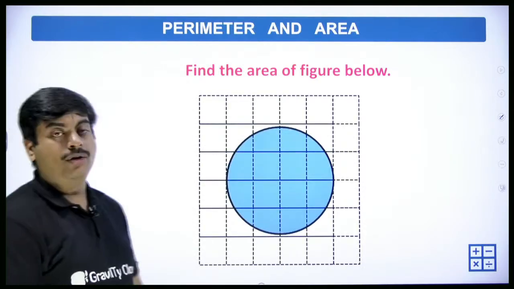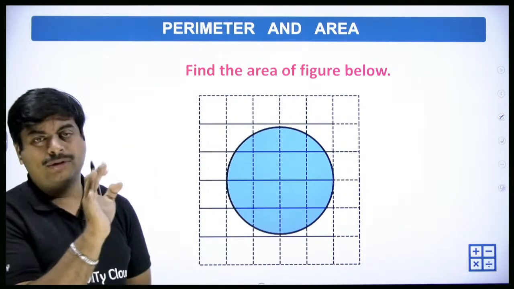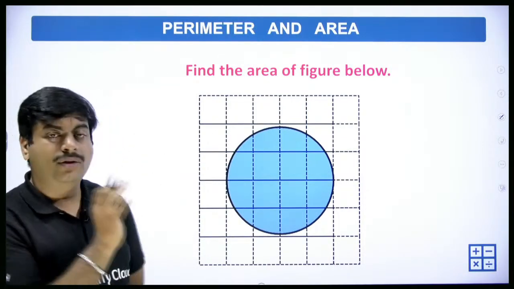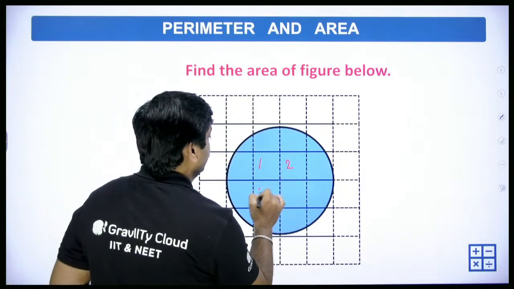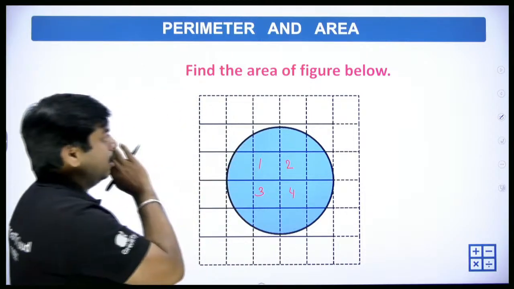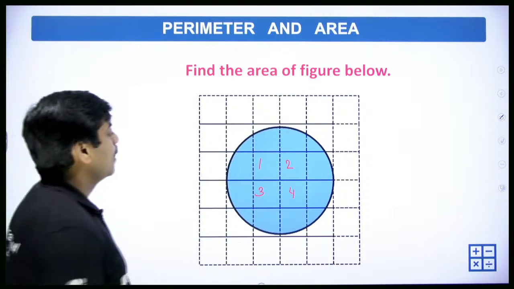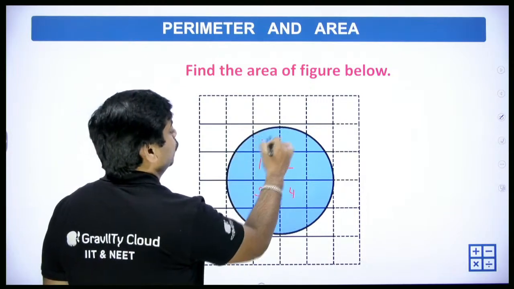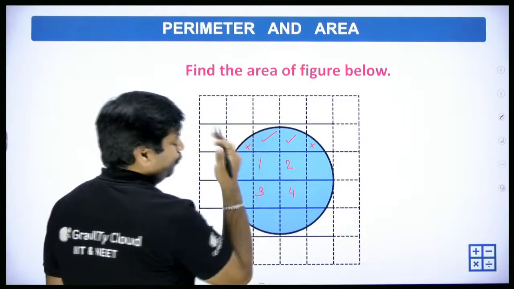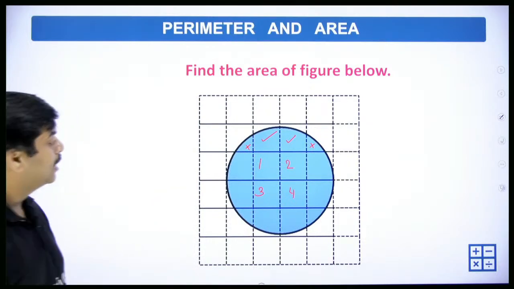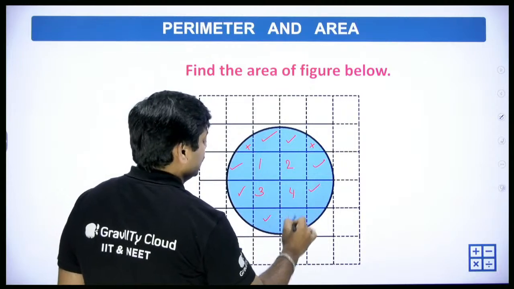Find the area of the figure below. Now what happened? All that is a square, all that is a circle. Don't worry about that. Just concentrate on the squares. Here we have 1, 2, 3, 4, I'm sorry, 4 perfect squares, plus this is more than half, include 1, more than half, include 1, less than half, delete, less than half, delete, right? It is included, included, right? So all these are included.